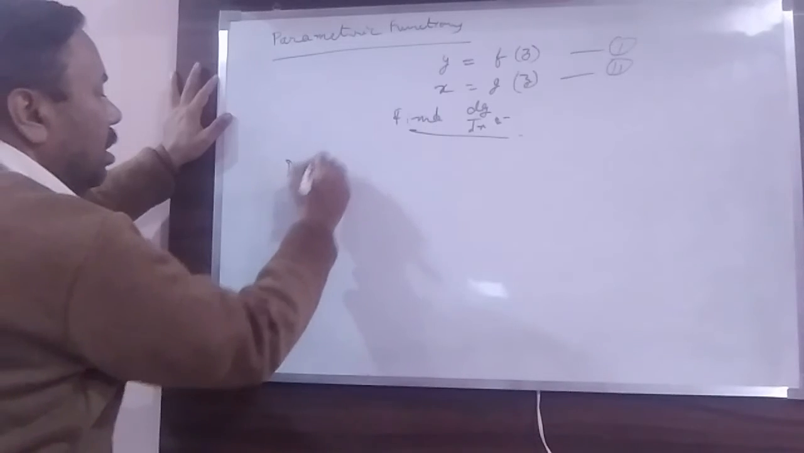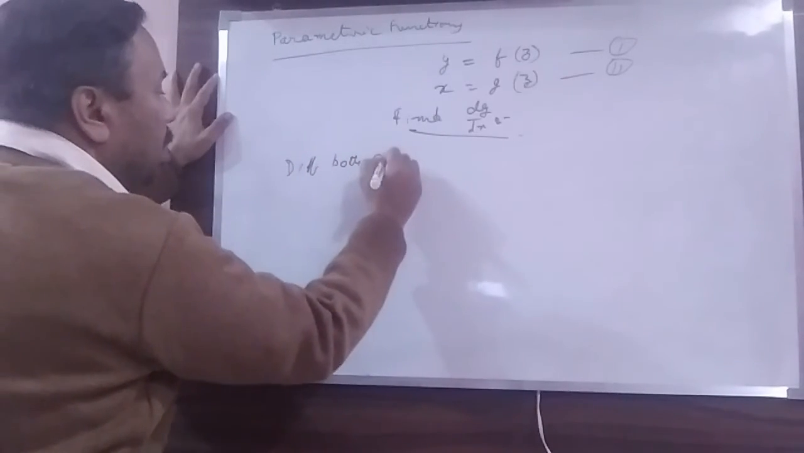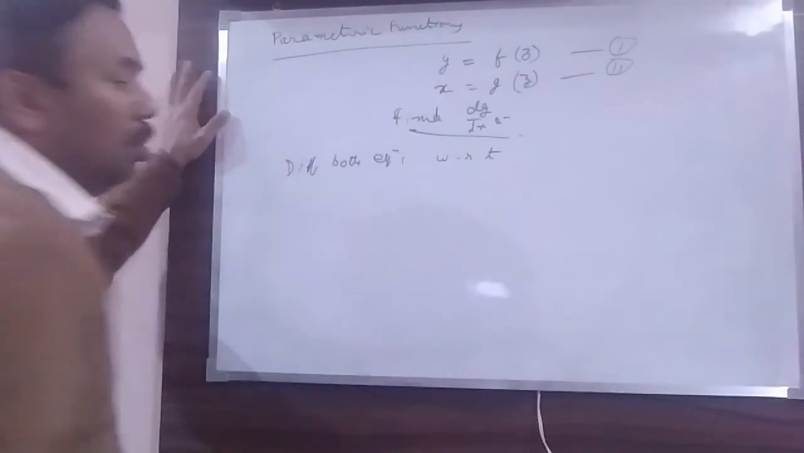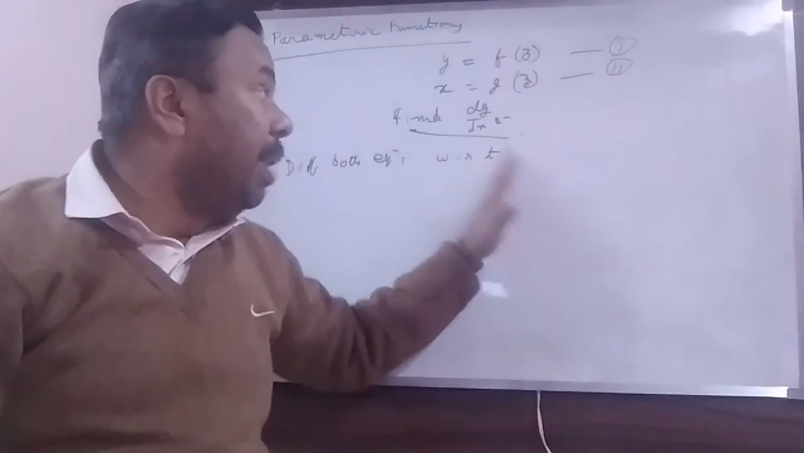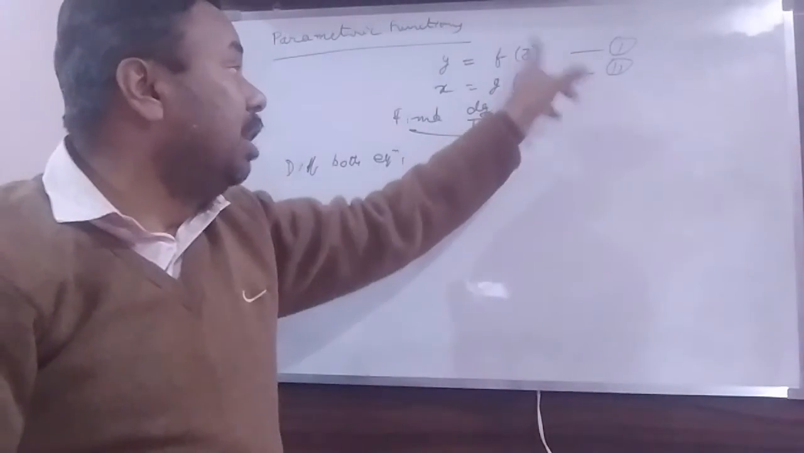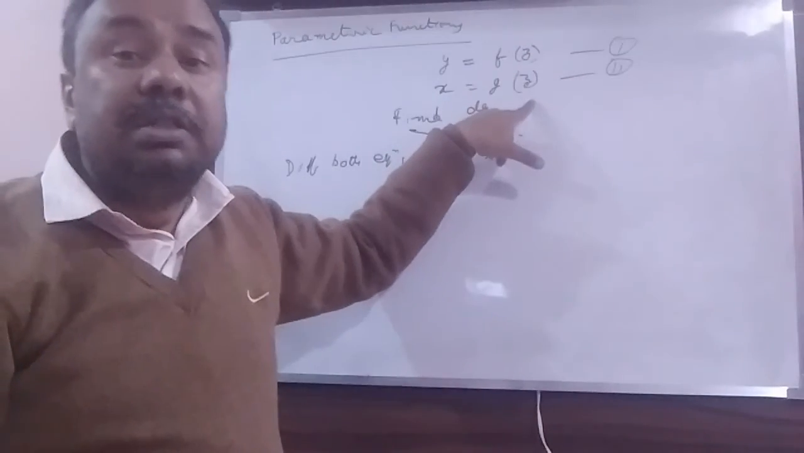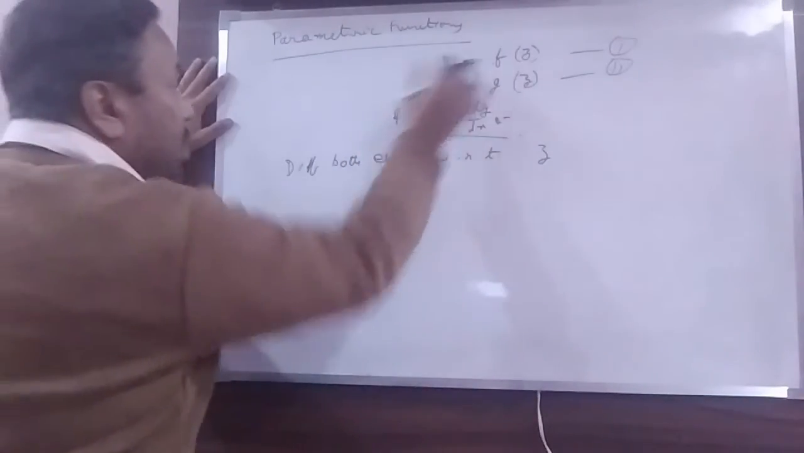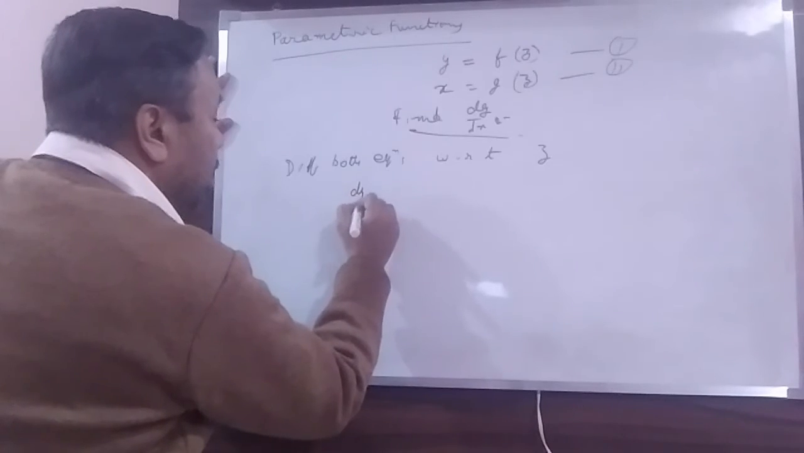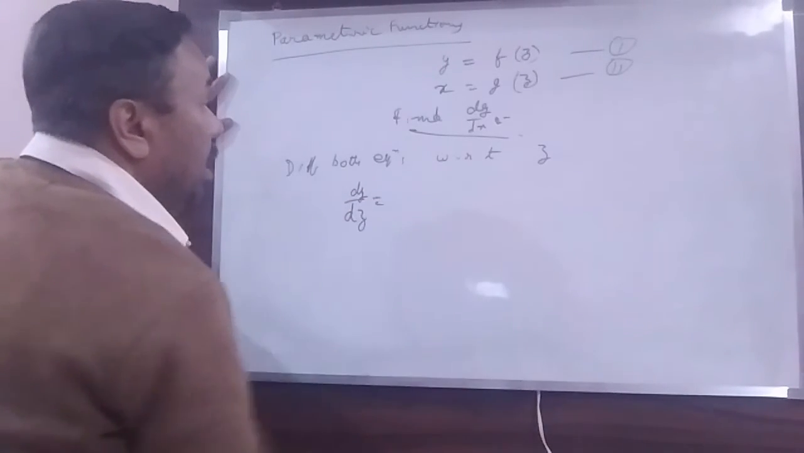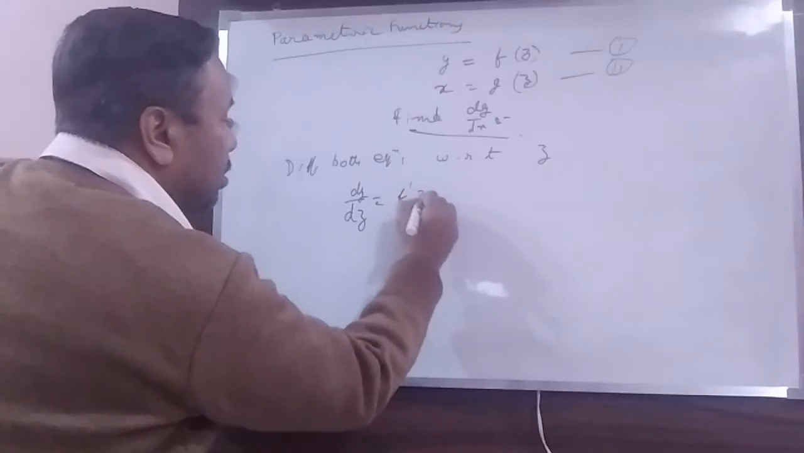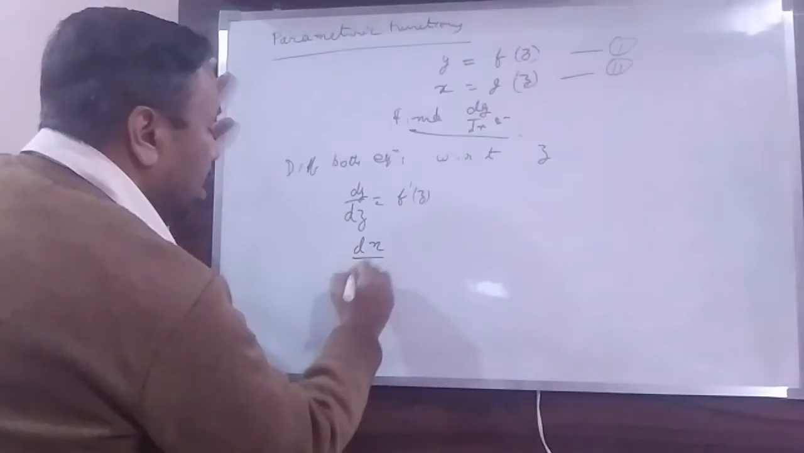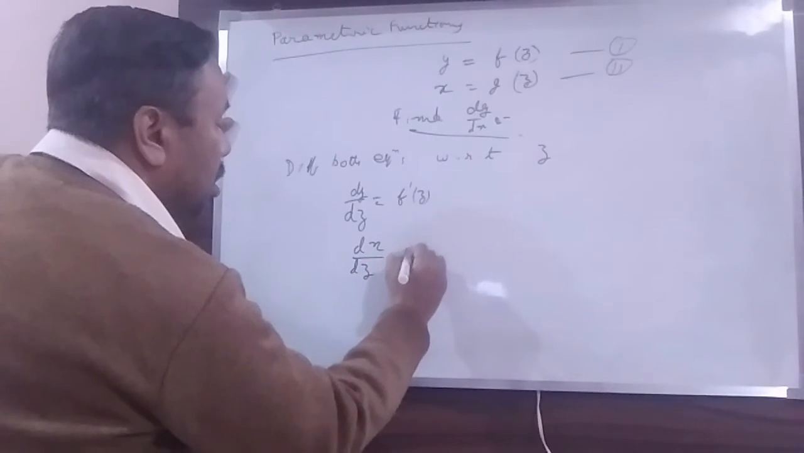I will differentiate both equations with respect to not x, but with respect to that third parameter, that is z. So when I differentiate with respect to z, what do I get? dy by dz equal to f dash z. Similarly, dx by dz will be equal to g dash z.